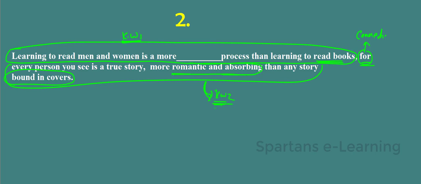So again, if you dip deeper, if you go to a micro level, here you can observe one more keyword, a subset keyword, right? It is saying romantic and absorbing. So here also it will be something like more interesting, because a synonym of absorbing is interesting, or you can also have some synonym related to romantic, right? So we have this positive connotation here, a positive word. Now let us look at our options.